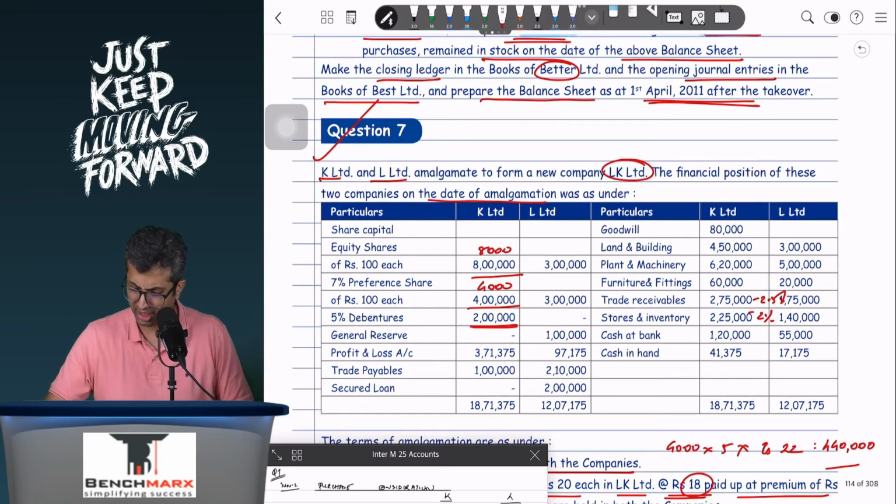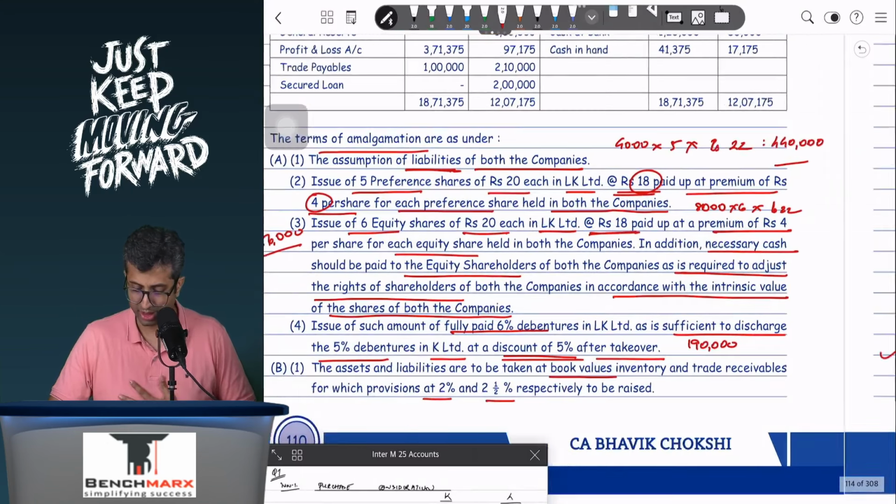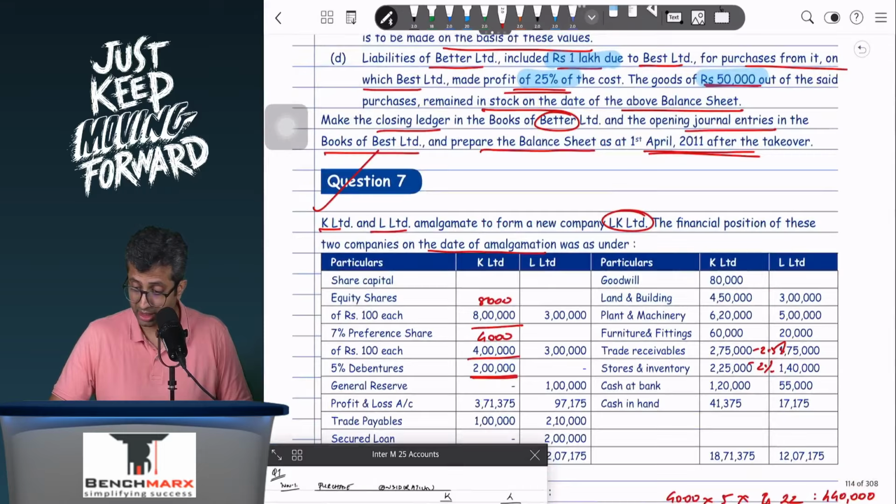So when I look at the PC calculation, let us say for K, if nothing is given, you will take over the assets and liabilities at the given value. Now, sir, there is goodwill given over here. Well, if nothing is given, you will take over goodwill as it is. 80,000, 450, 620 for plant and machinery, 60,000 for furniture. Now, when I look at trade receivables, that is 275 minus 2.5%, 268, 125. Stores and inventory, 225 minus 2%, 2,20,500.